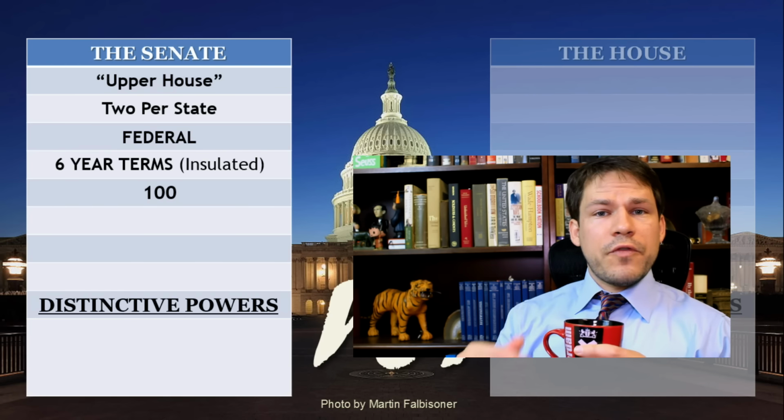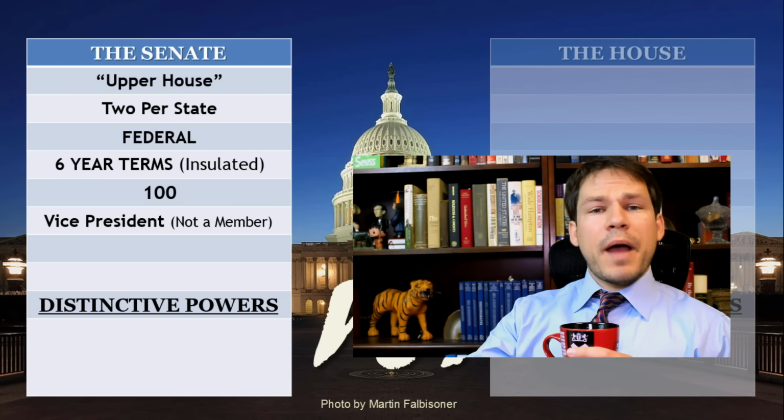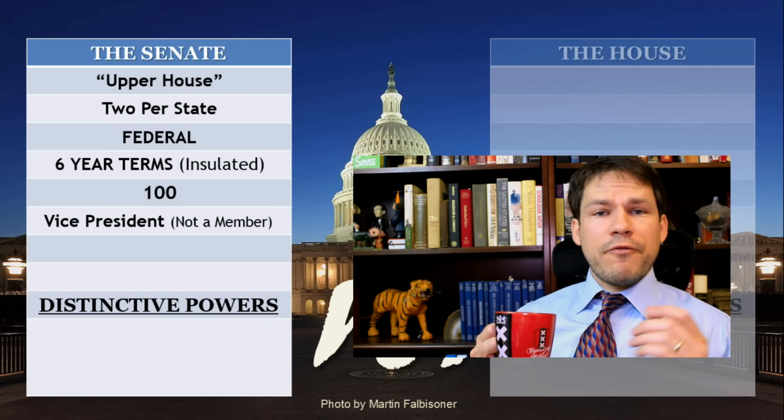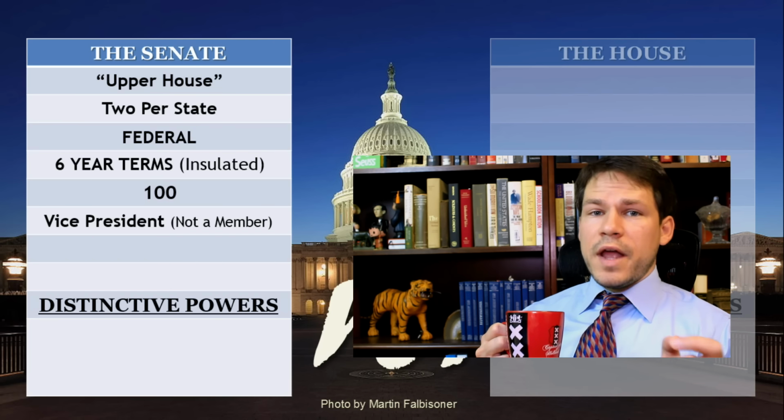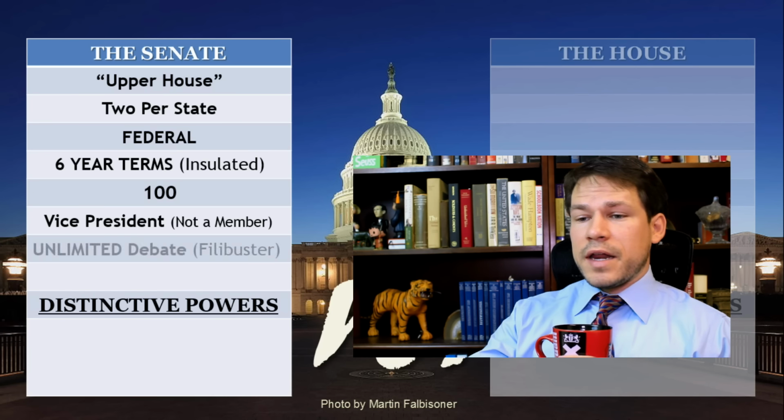100 senators, so the Senate is the smaller of the 2 houses. And it is chaired by the vice president, who is not a member. The vice president may vote to break a tie, but the vice president cannot vote to create a tie because the vice president is not a member of that body.